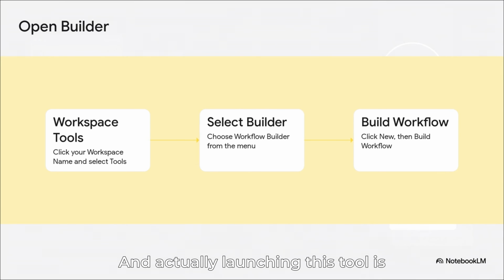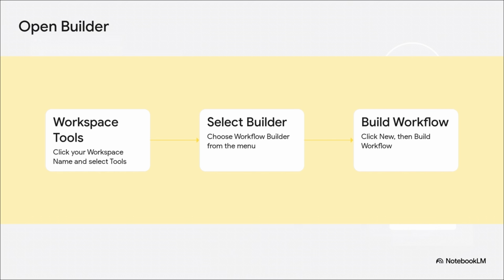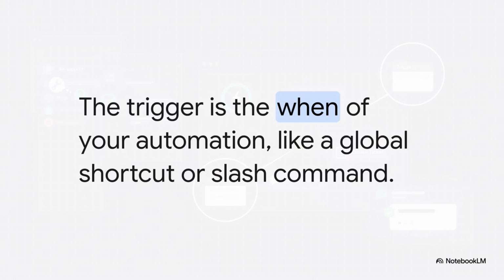And actually launching this tool is incredibly simple. You just click your workspace name up in the top left, find Tools, and select Workflow Builder. Then just hit New, click Build Workflow, and boom, you're looking at a completely fresh canvas, ready to build out an IT intake system. So, the absolute first thing you need is a trigger.